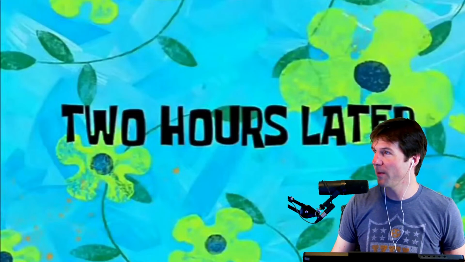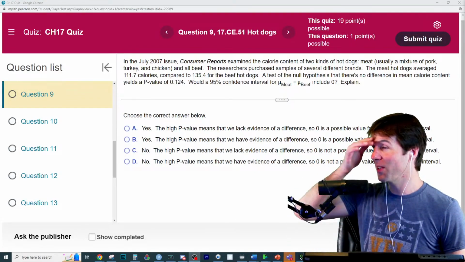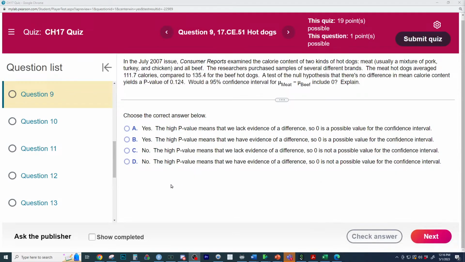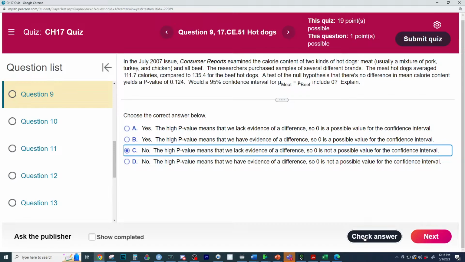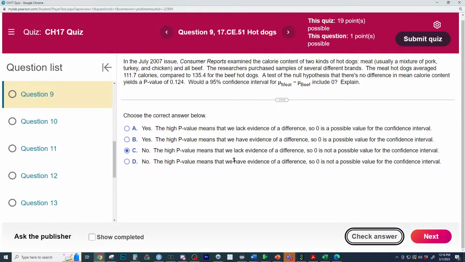All right, let's talk first about how to not solve these problems. First thing, I am going to click an answer here. So, would the interval contain 0? No. Oh, love it. Okay, would the 95% confidence interval contain 0? Yes, it will. So it will contain 0.